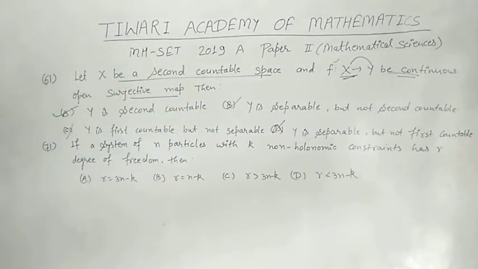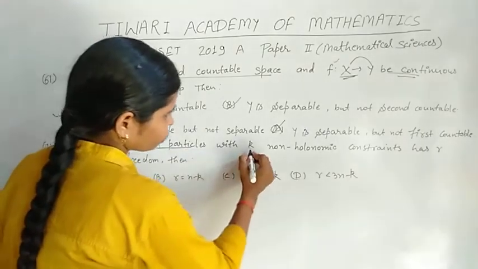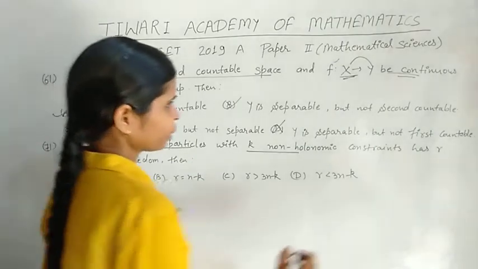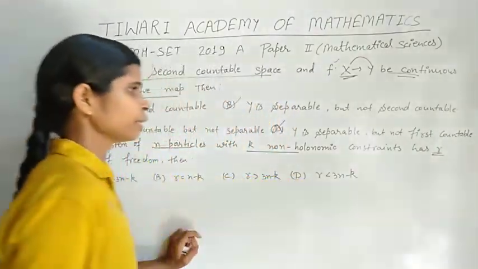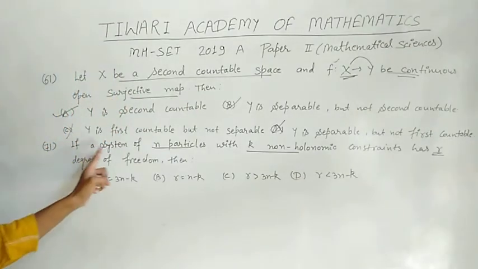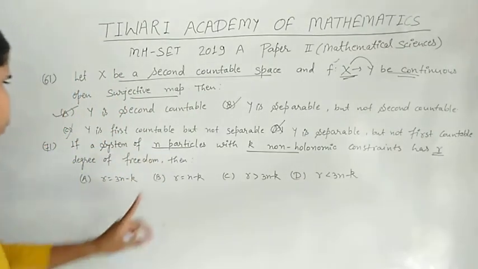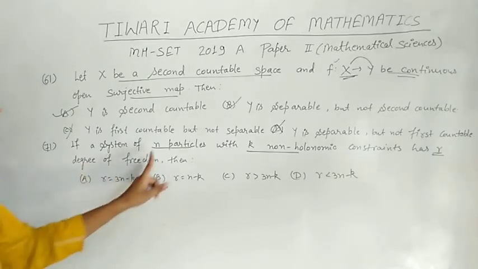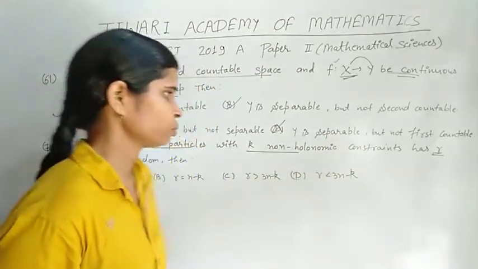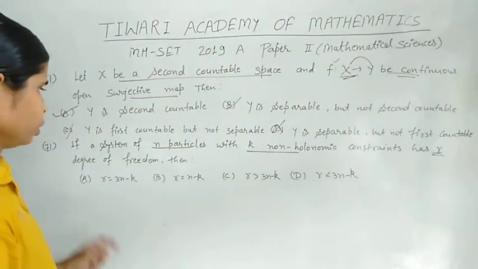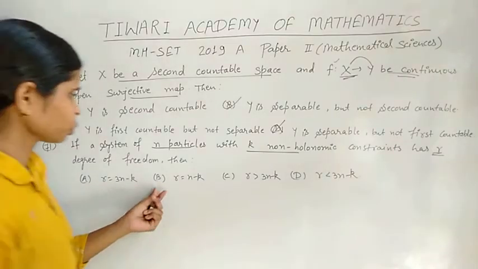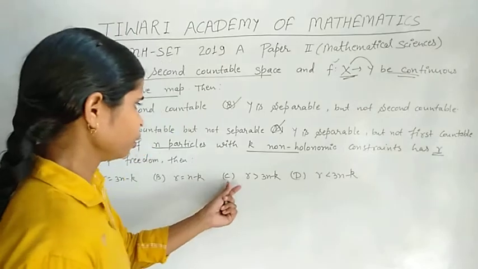Next question, question number 71. If a system of n particles with k non-holonomic constraints has r degrees of freedom, what is the relation between n, k and r? Option A: r equals 3n minus k. Option B: r equals n minus k.